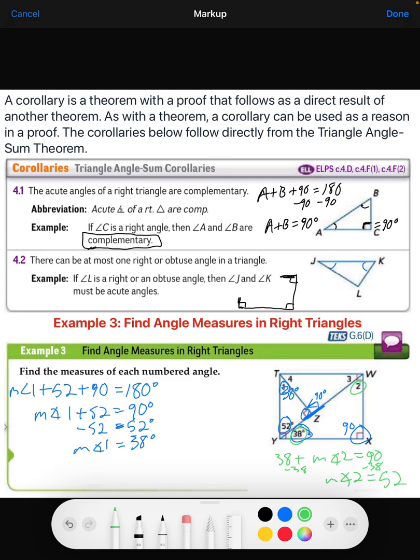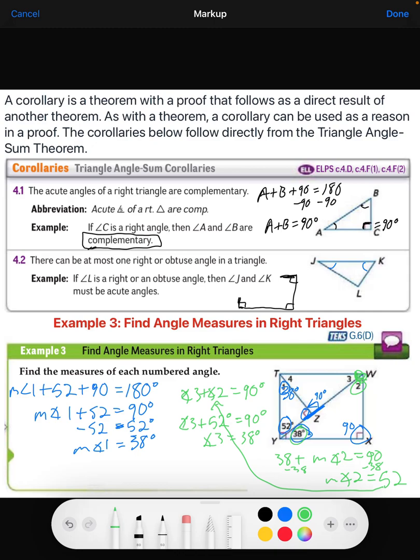For the measure of angle 3, angle 3 and angle 2 we can see add up to 90 degrees. There's a right angle right here. So angle 3 plus angle 2 equal 90 degrees, and we just solved for angle 2, 52 degrees, so we can put that in there. So angle 3 plus 52 degrees equals 90 degrees, so angle 3 equals 90 minus 52, or 38 degrees. And last, we need to find angle 4.